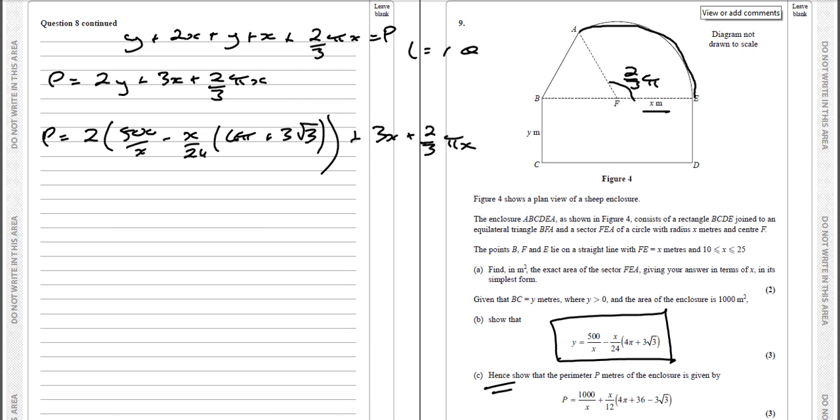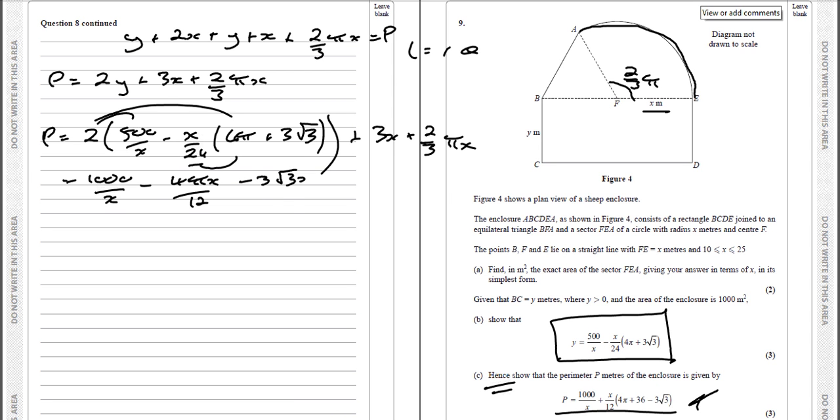And then it's a matter of expanding it and simplifying it so that it looks similar to that. Well, it looks exactly the same as that, not similar. So if we multiply this first bracket out by 2, that's going to be 1000 over x. If we do 2 lots of x over 24, that's going to be x over 12. And then if we multiply out the brackets as well, it's going to be x over 12 times by this thing. So it's going to be 4 pi x over 12. And then minus 3 root 3x over 12. And what I'm doing there is 2 times this is x over 12, and times that by that thing there. And then we've got plus 3x plus 2/3 pi x.